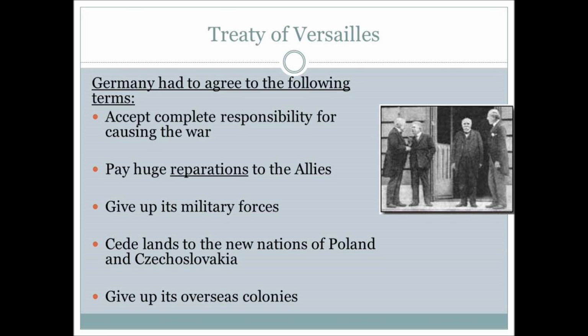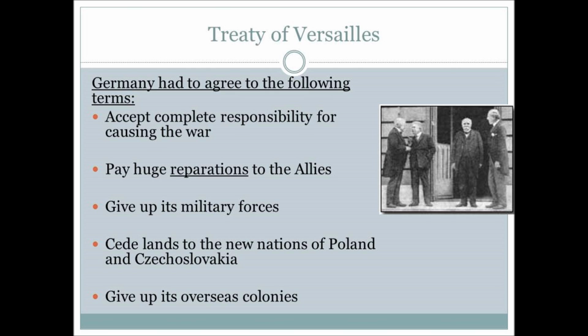They had to accept complete responsibility for causing the war. So they had to take all the war guilt upon themselves. They had to pay huge reparations to the Allies, and reparations are all the money for everything that was done during the war, in terms of casualties, manpower, destruction, everything. They had to pay for all of it.